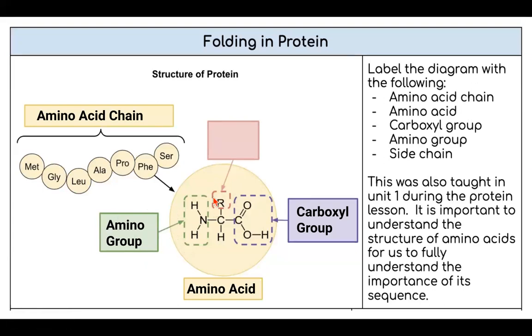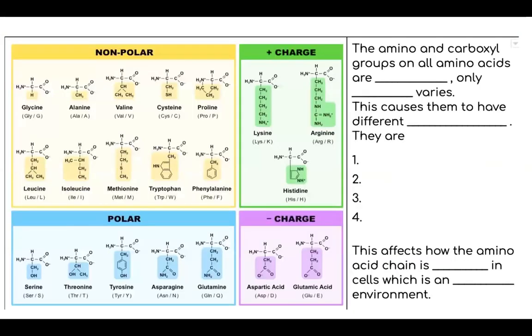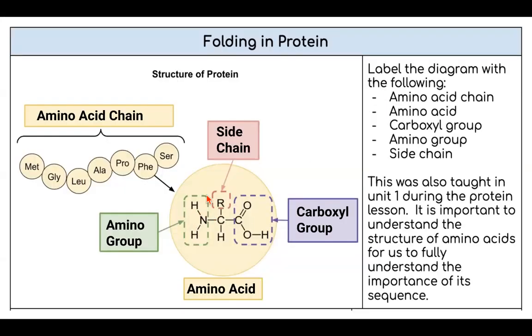And here, represented by an R, is the side chain or the R group, or you can also call it the functional group. So there are three names for this thing. Now, this has been taught in Unit 1 and also earlier in this unit. The amino group and the carboxyl group on all amino acids are the same. They're identical. So the chemical structure of these two bits, the green and the purple bit, doesn't change.